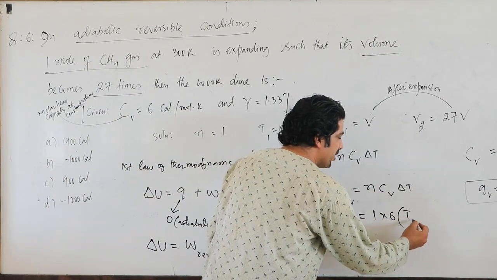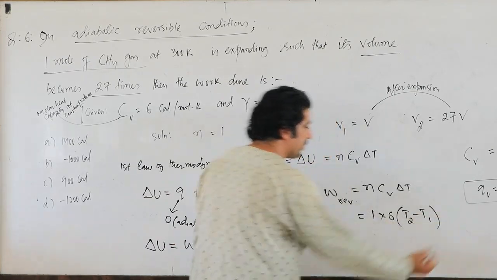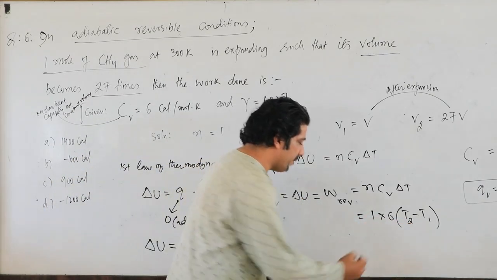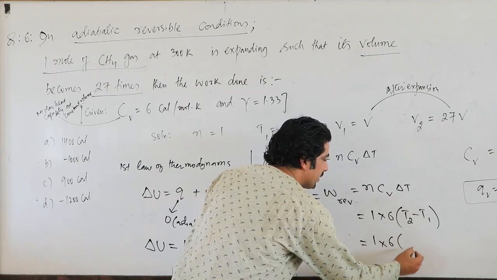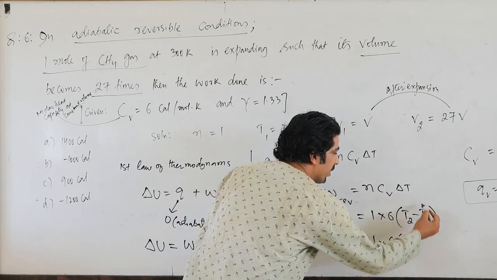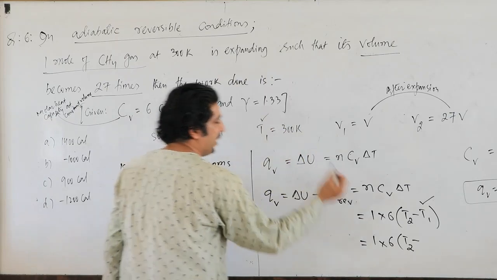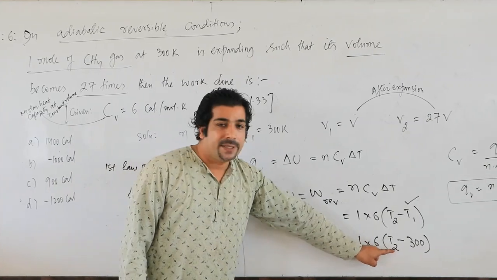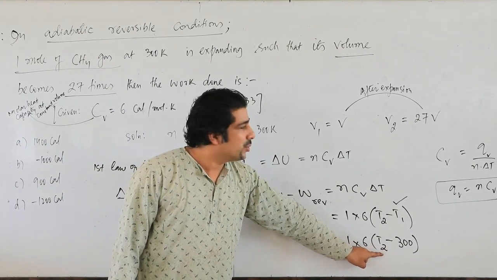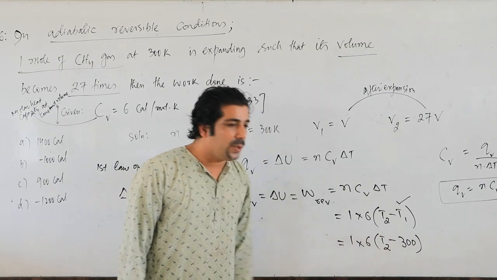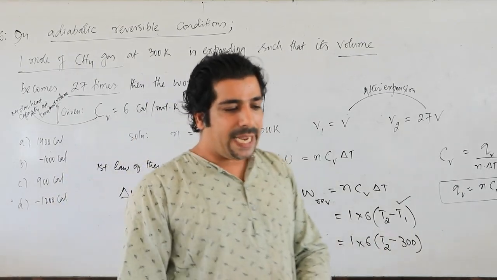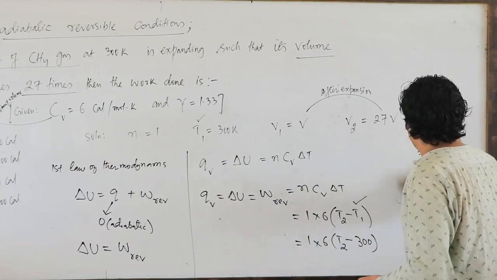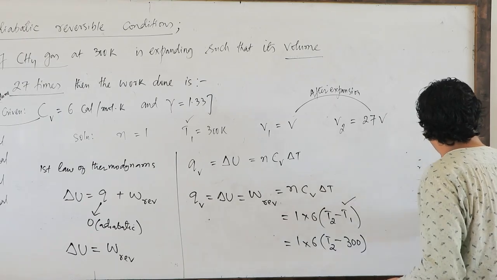Delta T will give me the change in temperature, final minus initial. We know the initial temperature is 300 Kelvin, so I will get 1 into 6 into T2 minus T1, where T1 is 300 Kelvin. So my dear friends, the only thing which is missing here is T2. So I have to find out T2. What is the expression for finding T2? Have a look, I will give you one formula.